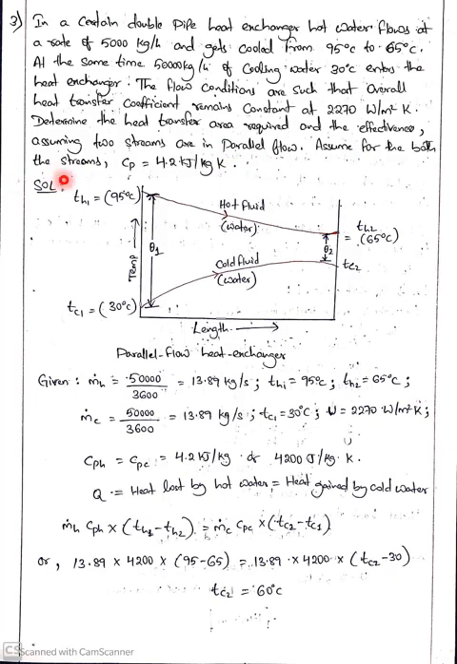Assume both the streams, Cp is given for both the fluids. Since we have to convert into kg per second, this is a very important step. Always, mass flow rates must be in terms of kg per second. Substitute values. Since we don't know the value of Tc2, by equating the energy balance equation between the hot and cold fluid, you will get the value of Tc2.